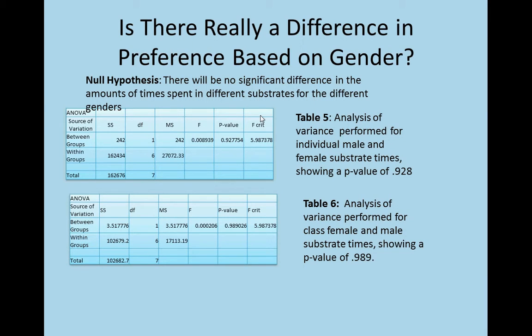In order to tell if there was really a difference between male and female preference for substrates, an analysis of variance was performed for both the individual and class data. And for both, the p-value was above 0.05, meaning that the null hypothesis was accepted, and there was no significant difference. There was most likely no significant difference in the amounts of time spent in different substrates based on gender.